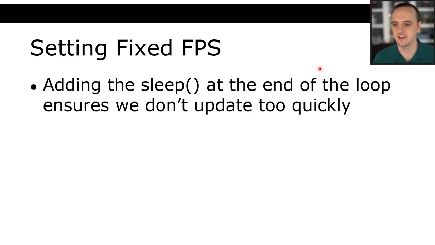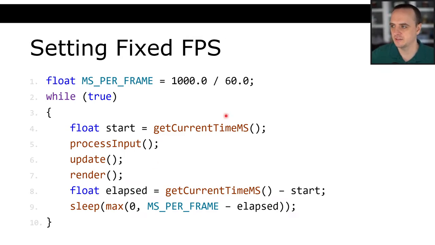Adding the sleep at the end of the loop ensures that we don't update too quickly. Now, sleep is not the only way of accomplishing this, but it's the only way that I want to describe in this course. We're not going down into really low-level hardware interrupt, hot sleep versus passive sleep kind of stuff, but you just put some sort of delay in there, essentially.